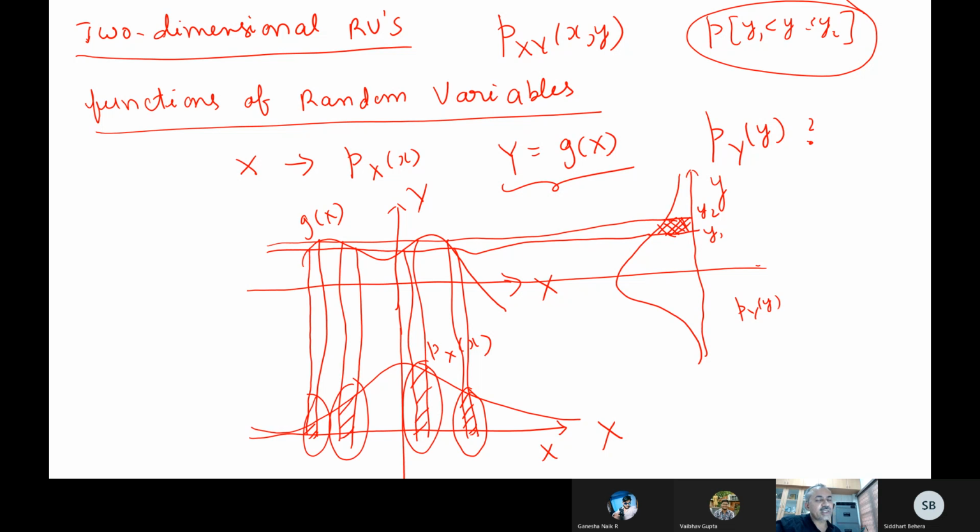So how many intersections will be there? How many roots will be there? It depends on your g of x. If it was a straight line, something like this, this is a relationship between y and x. Now how many projections will be there for a straight line? How many roots will be there?